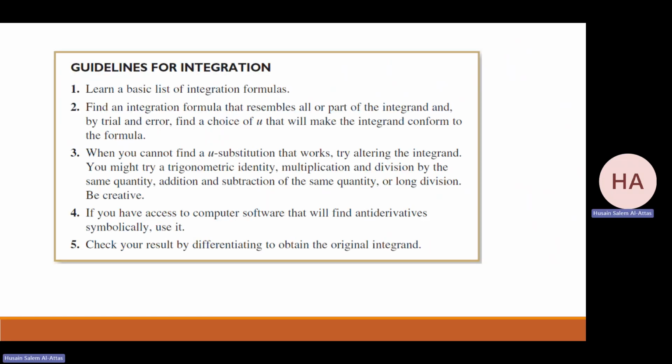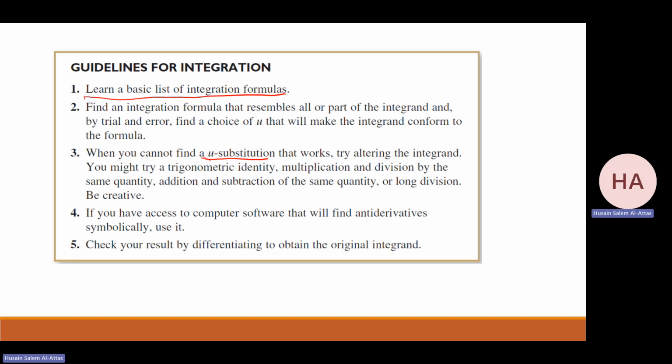So in general, what are the guidelines for integration? Until now, we learned the basic list of integration formulas. Find integration formulas that resemble the given part. Do your substitution, where you will get another integral which is easy to do.